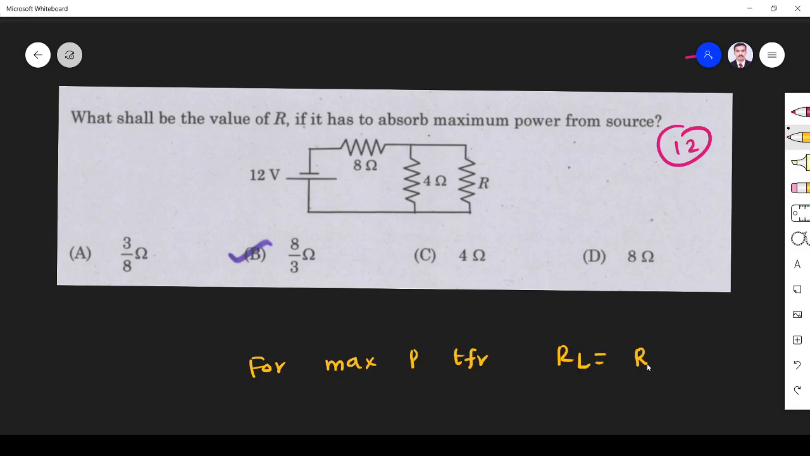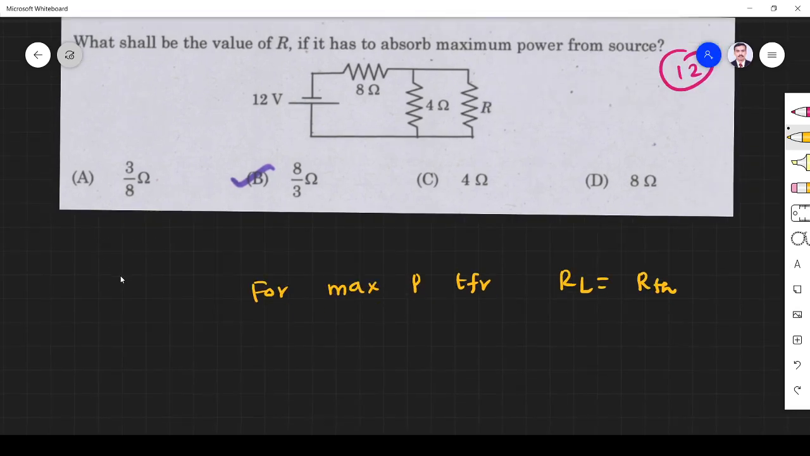R_L must be equal to R Thevenin. So I want to find R Thevenin. If I want to find R Thevenin, what do I need to do? I short the voltage source and open the current source. Here we have a voltage source, short it.